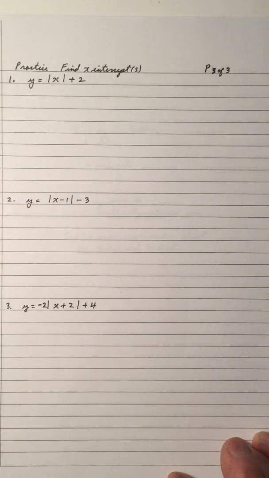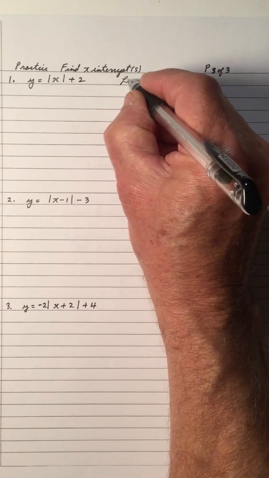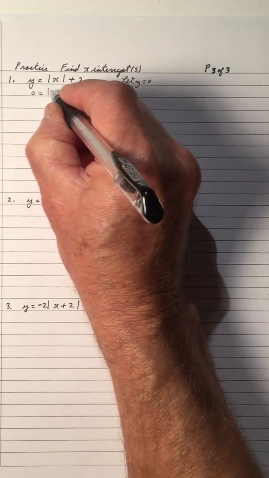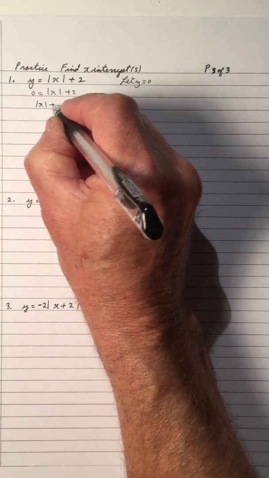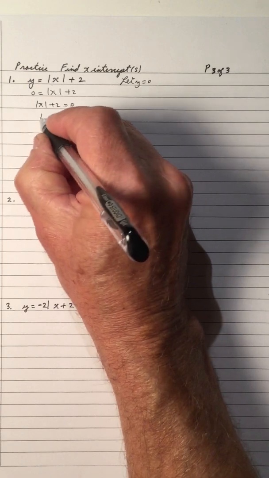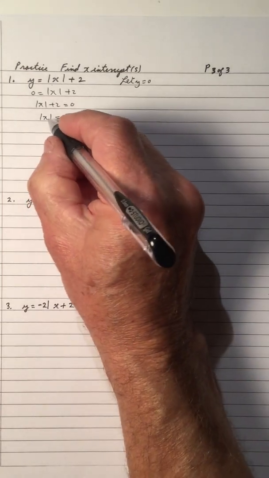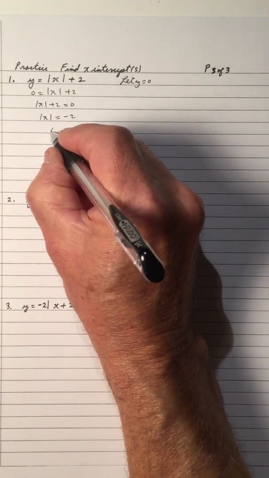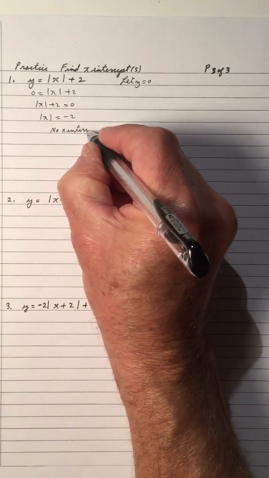Practice means pause the video and work out the answers to each of your questions. Find the x-intercepts. We let y equals 0, so we put 0 in the place of y. I'm going to flip the equation around. And so the absolute value of x equals -2. And note, the absolute value of x is always positive, so there's no x-intercept.